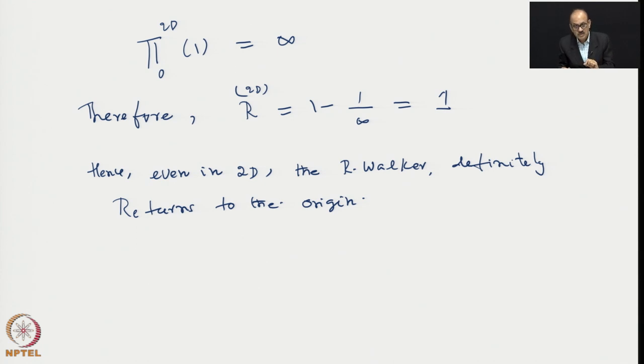So now our curiosity level increases. What will happen in three dimensions is a natural question, and three dimension is a real dimension. In fact, that is the dimension when most events or most physical processes take place, so it also has a physical significance. So we now go to the problem of return probability R in 3D. So we ask a question: what is the return probability in 3D?